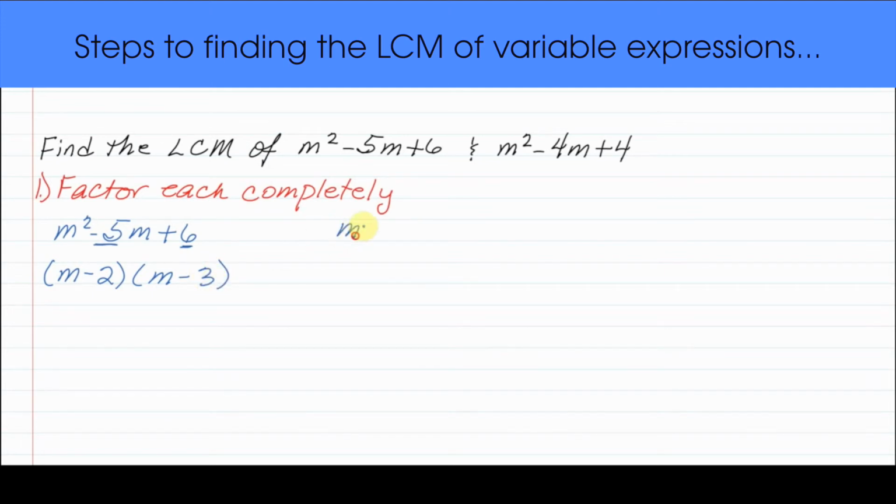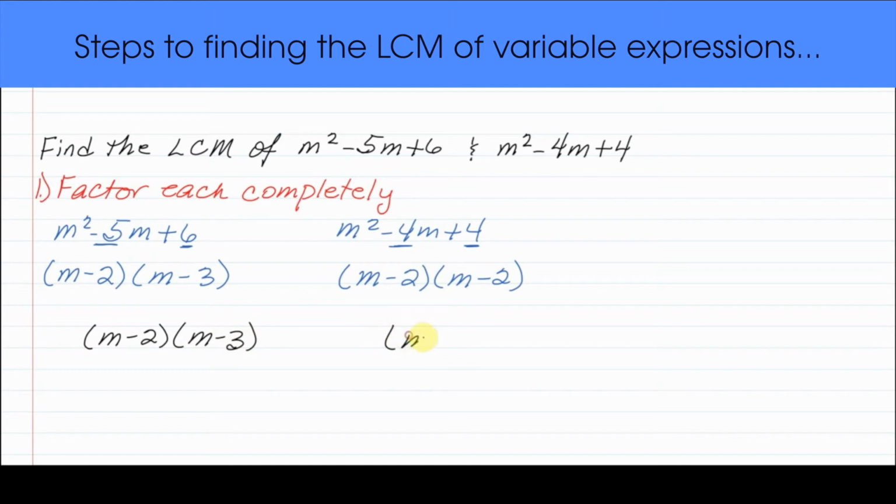Now let's look at m squared minus 4m plus 4. This also, as the other one was, is a trinomial with leading coefficient of 1. So we're looking for two numbers that have a product of positive 4 but a sum of negative 4. That's going to be m minus 2 times m minus 2. So our factorization looks like this. We have m minus 2 times m minus 3. And over here we have m minus 2, and we're going to write that with an exponent, m minus 2 squared.